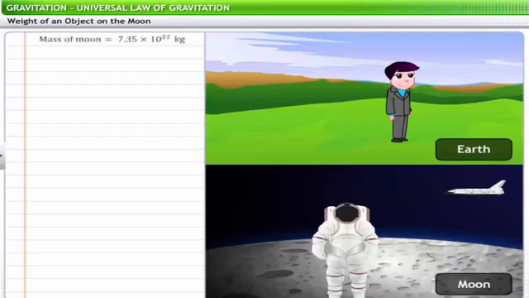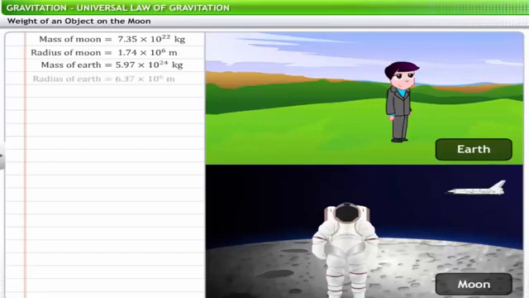The mass of the Moon is 7.35 into 10 raised to the power 22 kilograms, and its radius is 1.74 into 10 raised to the power 6 meters. The mass of Earth is 5.97 into 10 raised to the power 24 kilograms, and its radius is 6.37 into 10 raised to the power 6 meters. Using the universal law of gravitation, we can find the force or weight of an object of mass m on Earth and the Moon.